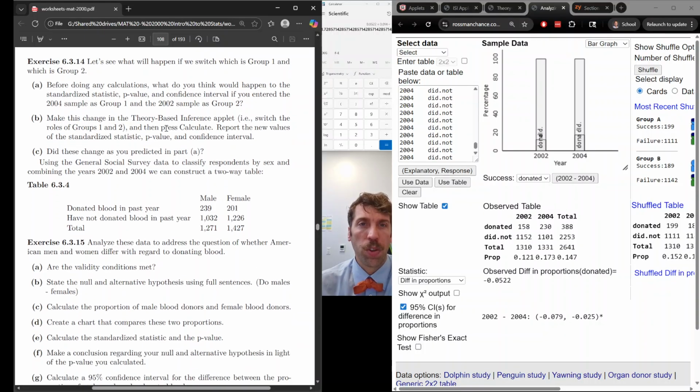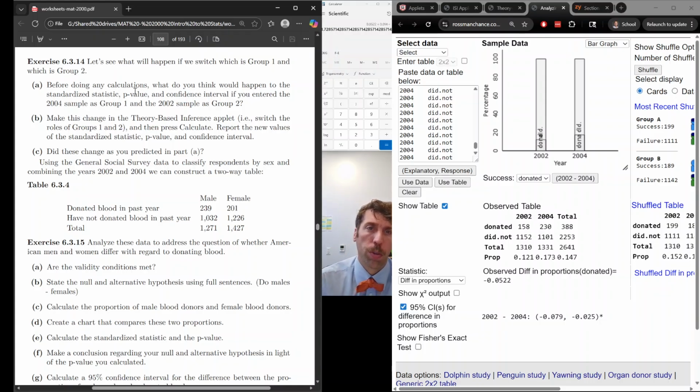Let's see what happens if we switch which is group 1 and which is group 2. Before doing any calculations, what do you think would happen to the standardized statistic, p-value, and confidence interval if you enter the 2004 sample as group 1 and the 2002 sample as group 2? So, this is a question where we're just looking for you to guess. This part of the question is just graded on completion because we just want you to guess. Okay, so make this change in the theory-based inference applet.